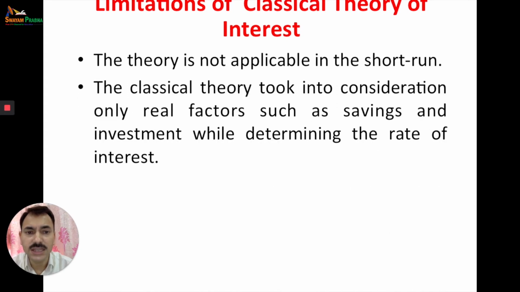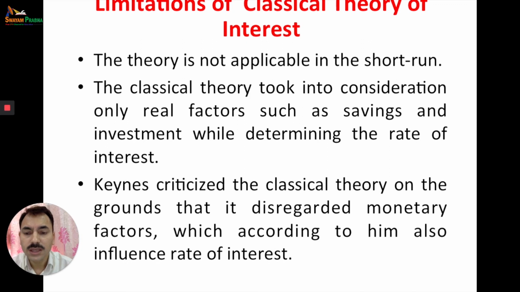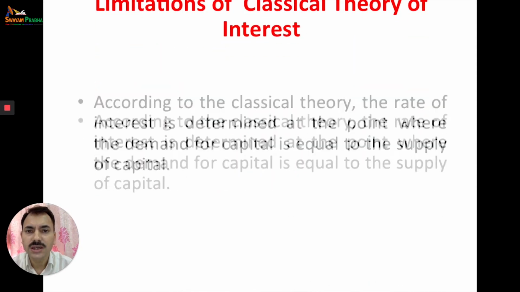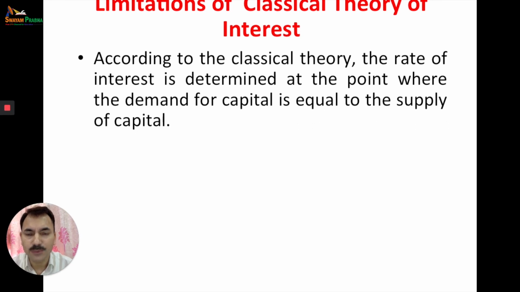The classical theory took into consideration only the real factors, such as saving and investment, while determining the real rate of interest. But Keynes criticized that the classical theory has disregarded the monetary factor. Money can also play an important role in the determination of the rate of interest according to Keynes, but classical has disregarded it. Classical has not considered money as an important factor.